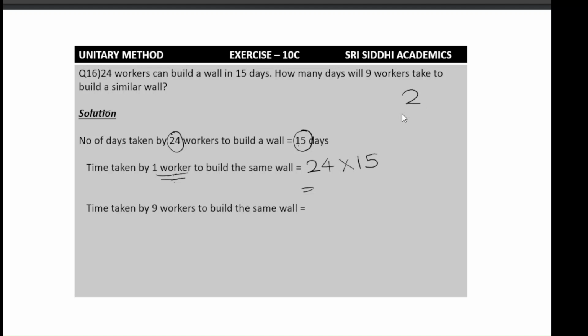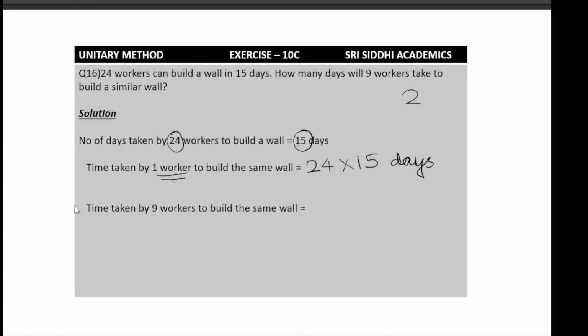So let's either multiply or we leave it like this. Let's leave it like this, okay? So the number of days taken by one worker to build the same wall is 24 multiplied by 15, because definitely he will require a lot of work to do. 24 hands were together to complete the wall in 15 days. So one worker will definitely require a whole lot more number of days.